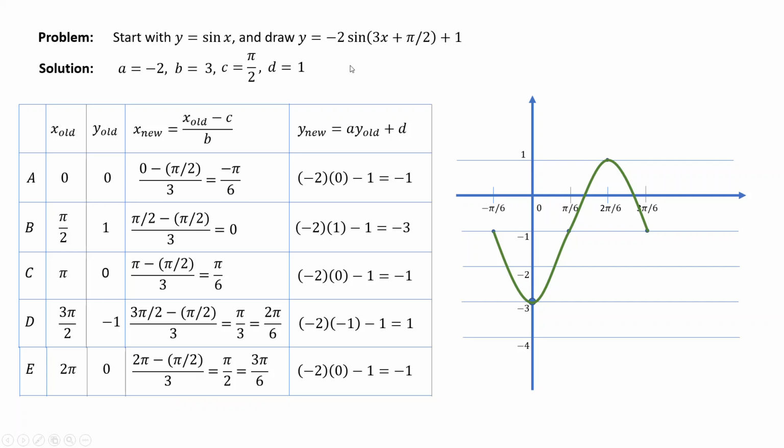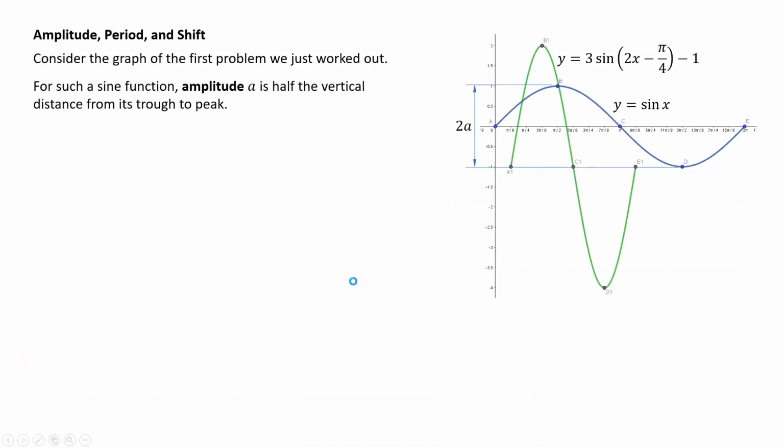What's the amplitude for this graph? Negative 2 sine of 3x. Again, let's do the peak minus trough y values. 1 minus negative 3 is 4. Divide that by 2, you get 2. So the amplitude for this graph is 2. But A is negative 2. As long as you take the absolute value of A, that's the amplitude. So that's what we are trying to say here.